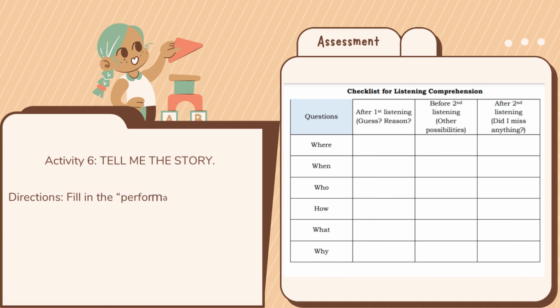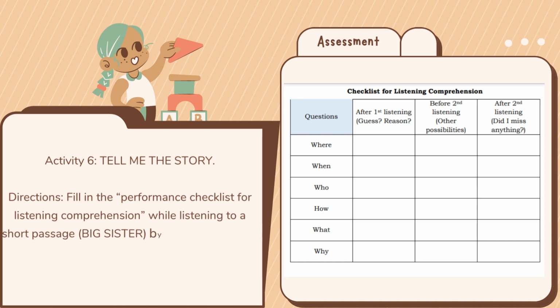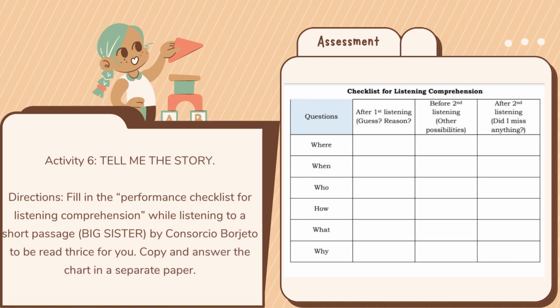And of course, for the assessment, activity number 6, tell me the story. Fill in the performance checklist for listening comprehension while listening to a short passage, Big Sister by Consorcio Borjeto. To be read thrice for you. Copy and answer the chart in a separate paper. All right, so the Big Sister, written by Consorcio Borjito, will be played for 3 times.